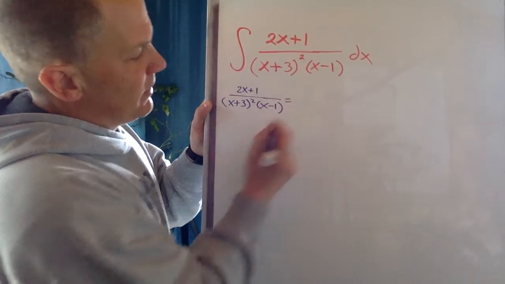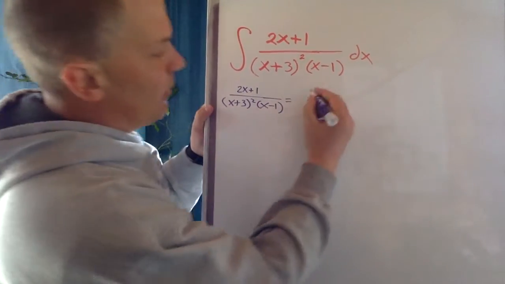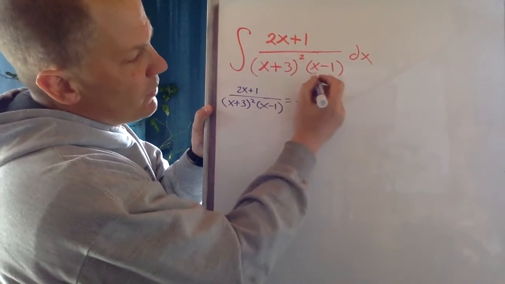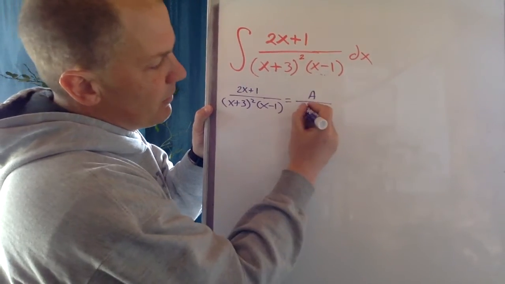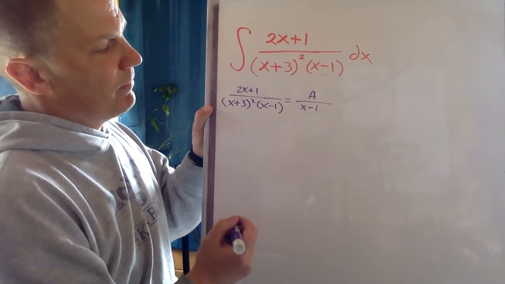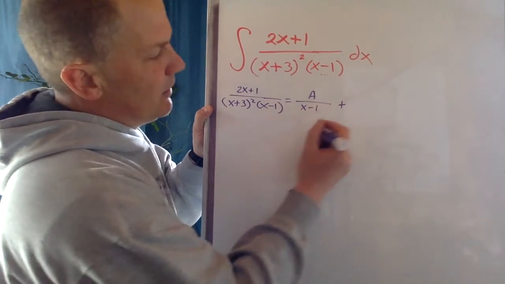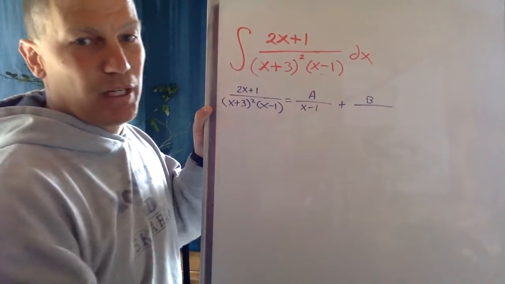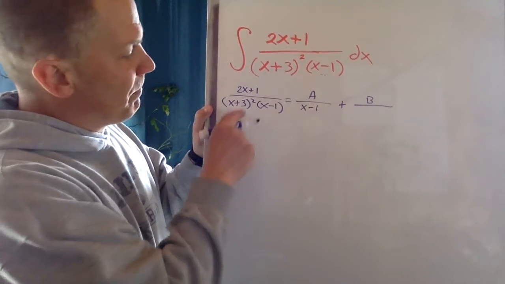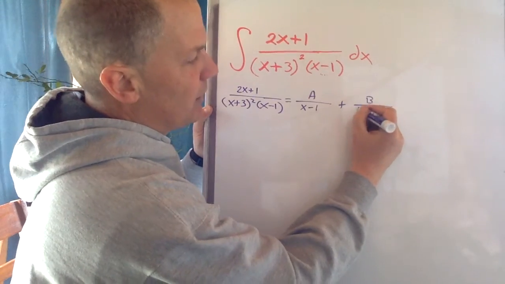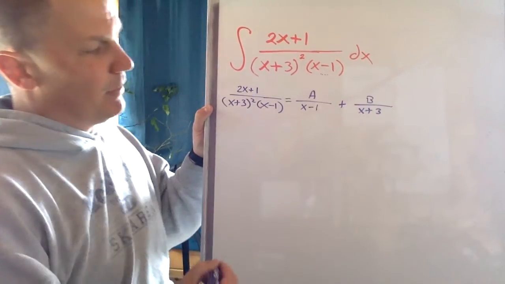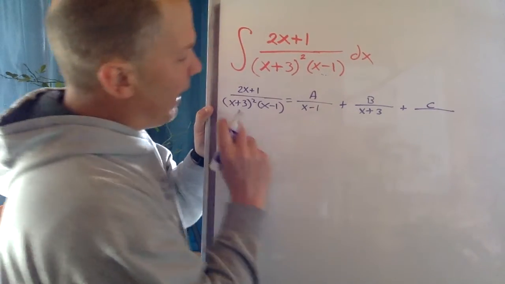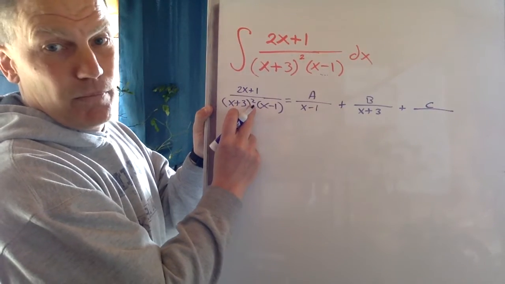We need to set this thing equal to our constants divided by each term. So this one's the easy term, so I'm going to deal with that one first because that's easy. And then this is where it changes from when we first covered this topic. Because this is a repeated term, I need to do it first for the repeat, and then I need to do it for each power that goes up.